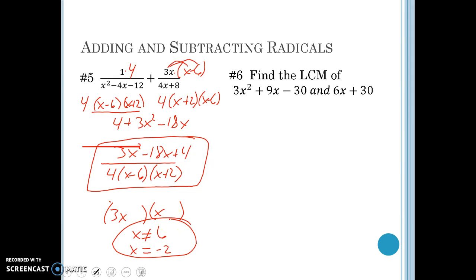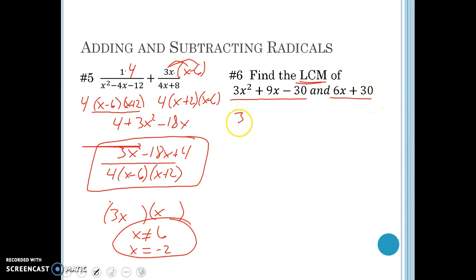All right. So last question here. Some of the problems on your homework, they want you to find the least common multiple. And so the least common multiple is very similar to the least common denominator. That's really what a common denominator is, the least common multiple. And so it's kind of like this is the denominator and this is the denominator. I want to figure out what they have in common.